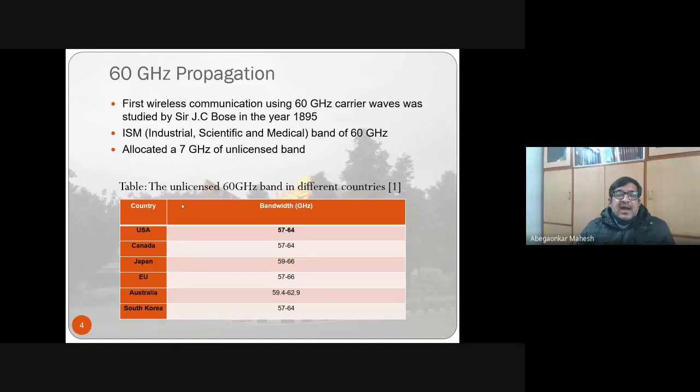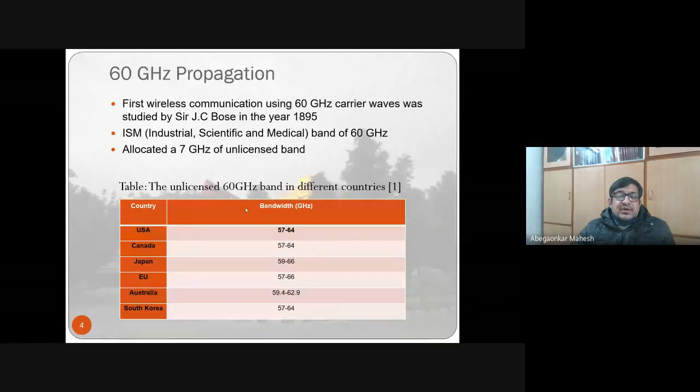The ISM band, industrial, scientific and medical band, at 60 gigahertz is designated for this communication. And there's an unlicensed bandwidth of 7 gigahertz in this 60 gigahertz band. So you can imagine 7 gigahertz of bandwidth. It's a huge bandwidth, so obviously your data rates and other things will be very good.